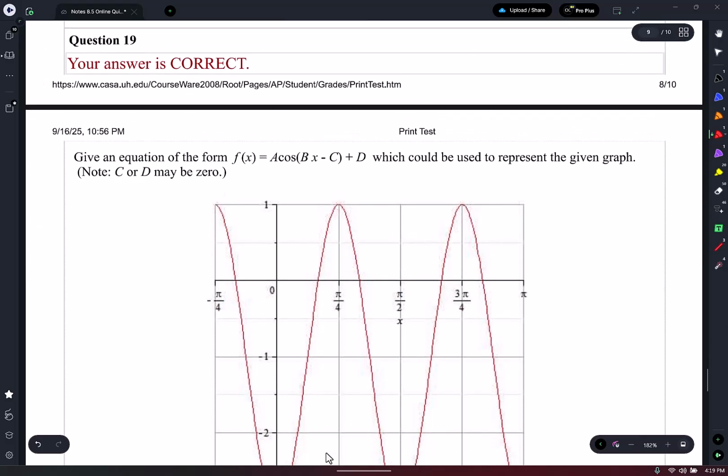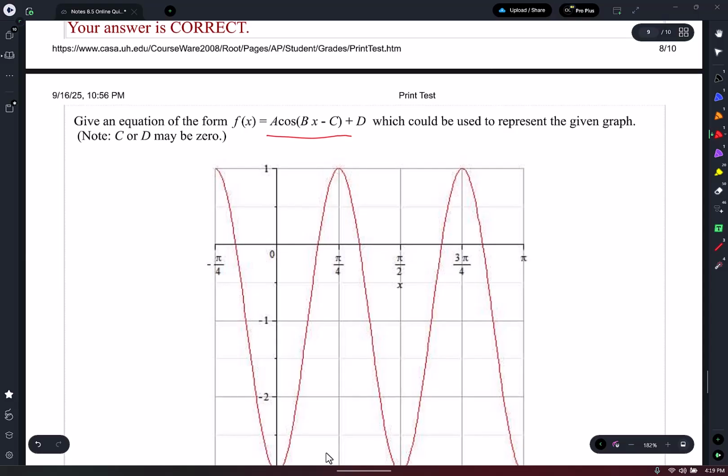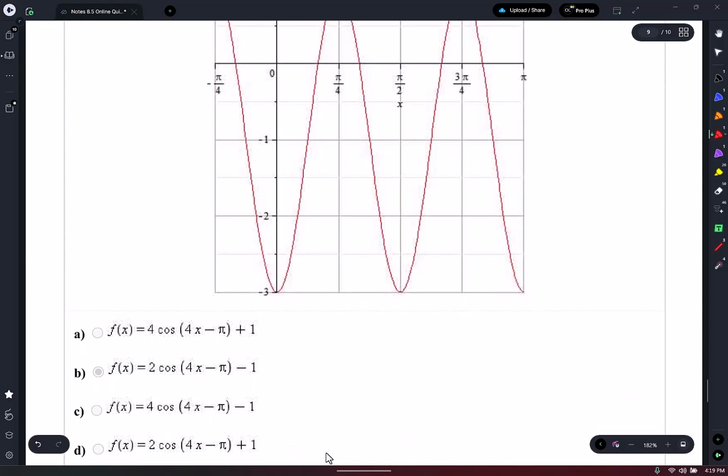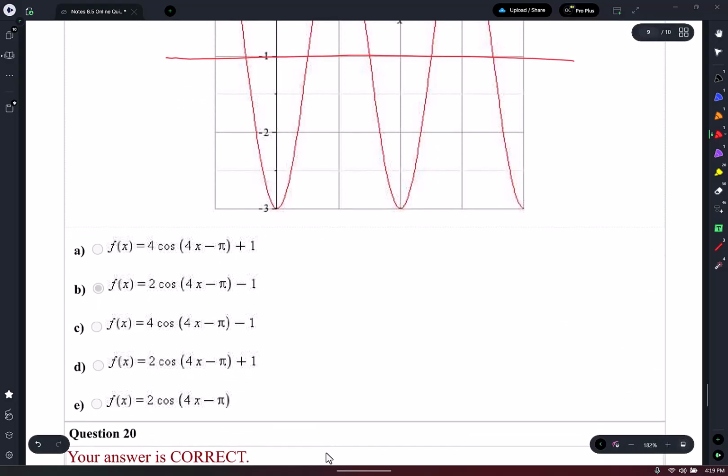Yes. Okay, it's written a little funny. It's fine. Remember, we talked about how different versions say, which of the following could represent this? Okay, before I do anything, find the midline. The midline is -1. Do you guys see how the midline is -1? So delete anything that does not have -1. Out, and out. So it's between B and C.